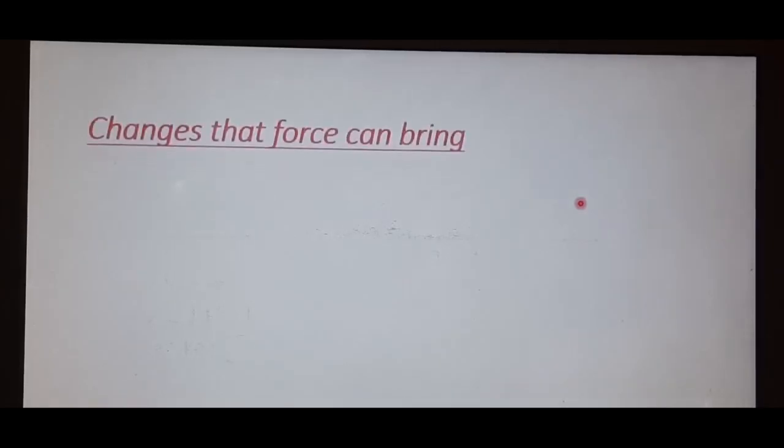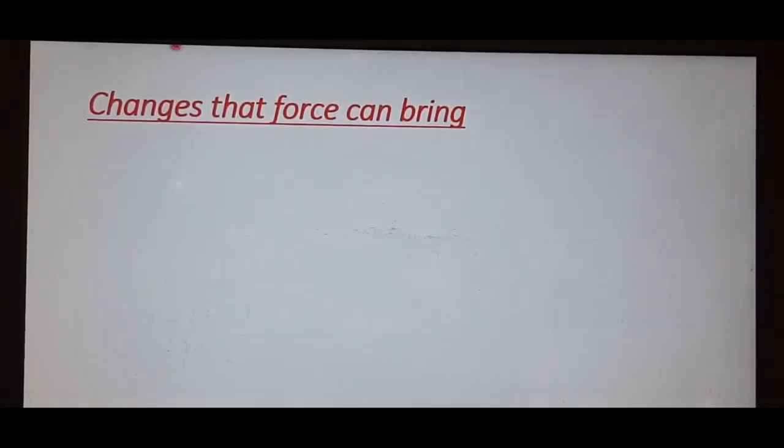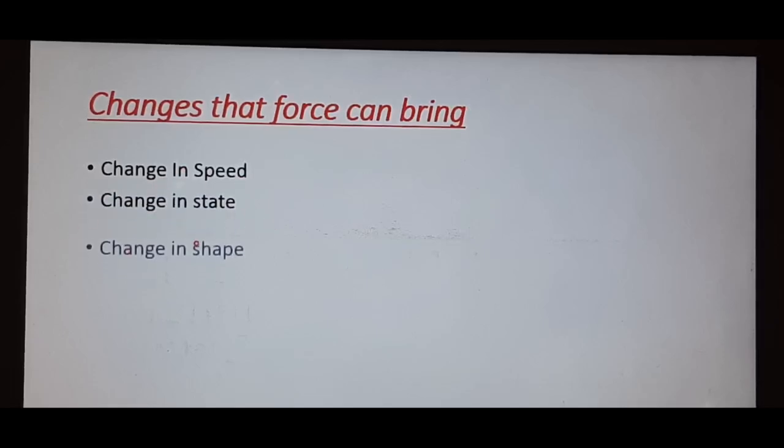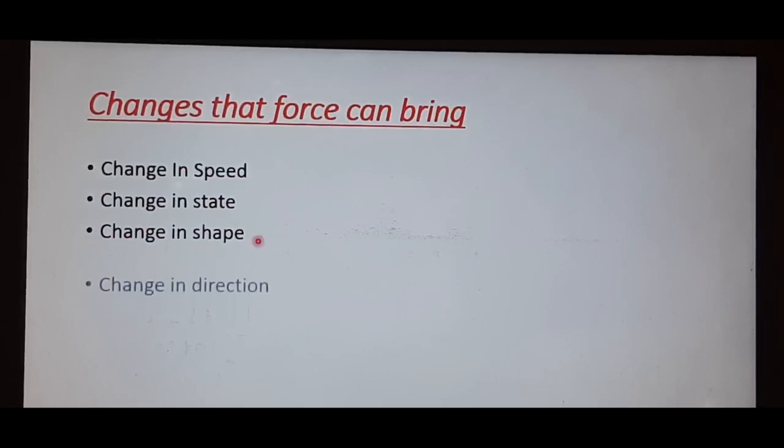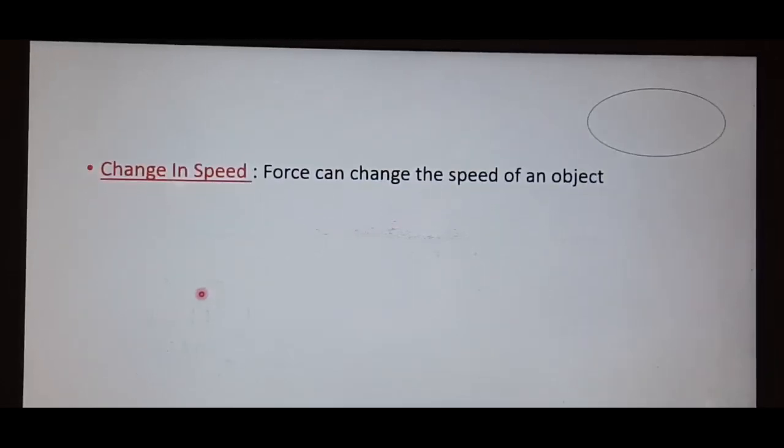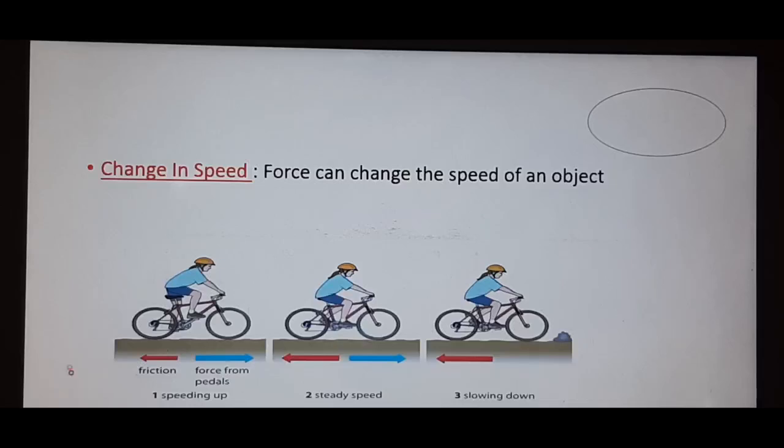Now let's study the changes which we have already seen in the definition. A force can change the speed of an object, it can change the state, it can change the shape of an object, and it can change the direction of an object. All these changes we will understand with the help of examples. So first is change in speed. Just now I have told you force can change the speed of an object. So how so? We'll look at the example.